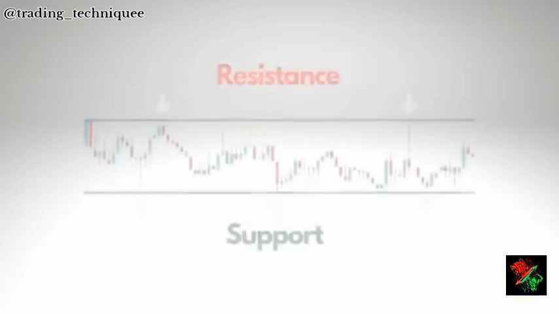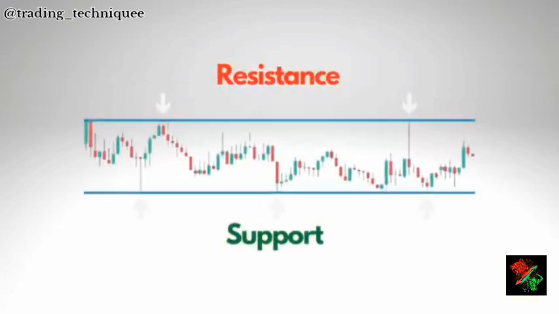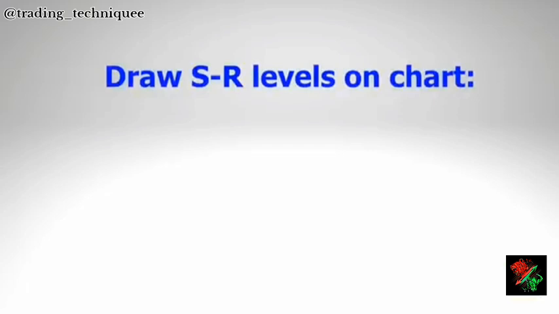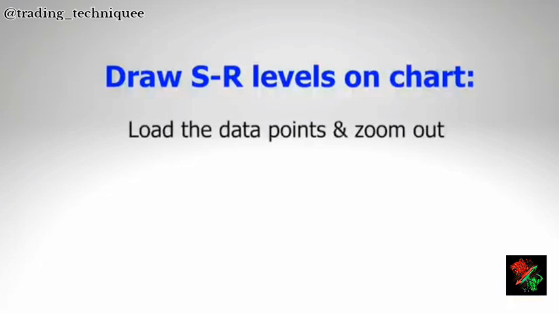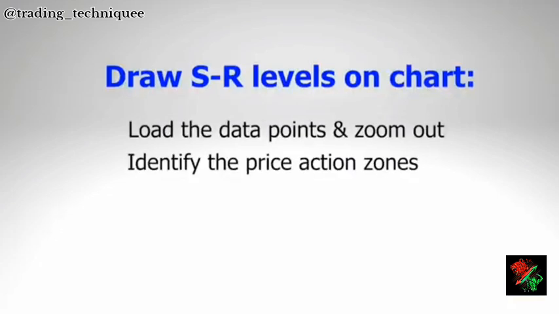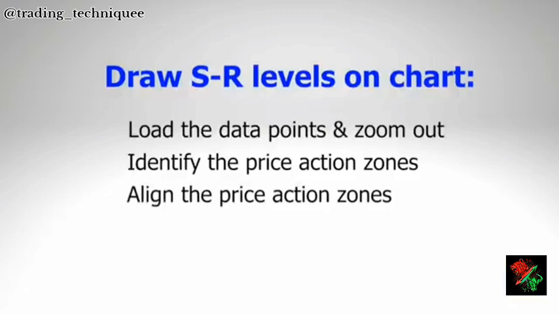As a trader working in any time frame, it is important to figure out the critical levels where there was some price action. By identifying the important price levels, you can make more successful trades using the price action technique. Let us learn how to draw supports and resistance in our chart by a simple 4-step process. In short, these 4 steps are loading the data points and zooming out, identifying the obvious price action zones, aligning the zones and fitting a horizontal line. Now we can take a look at each of them.